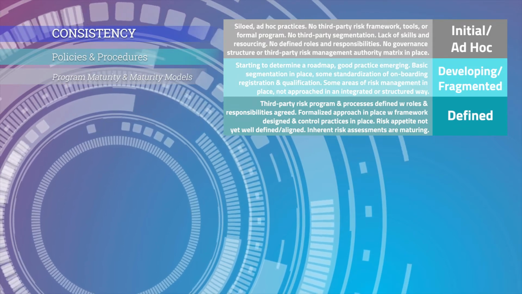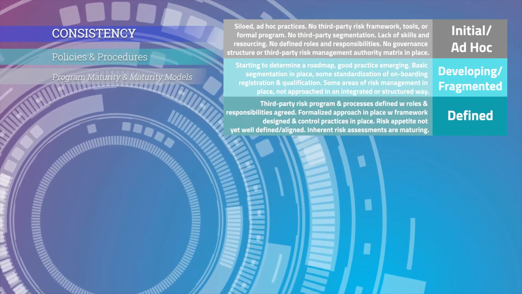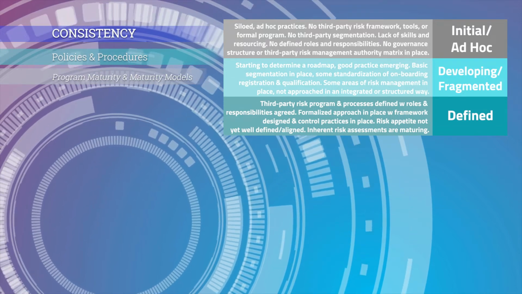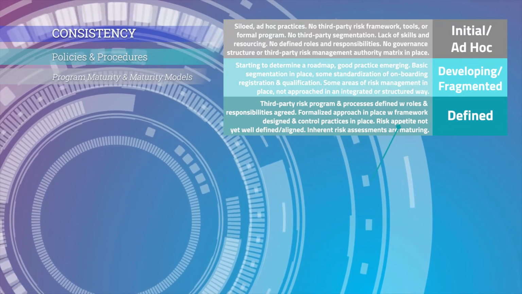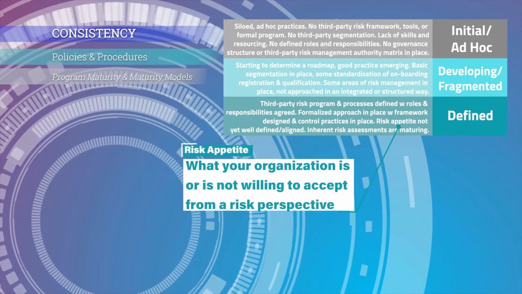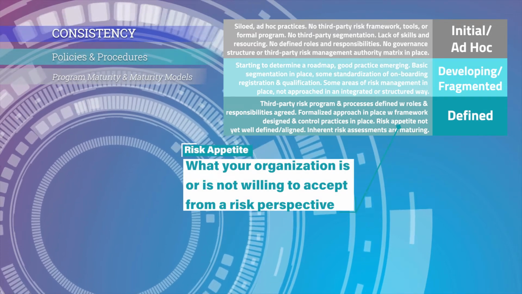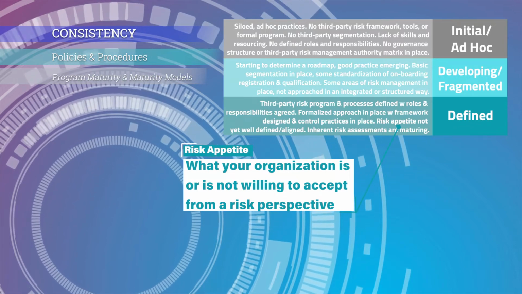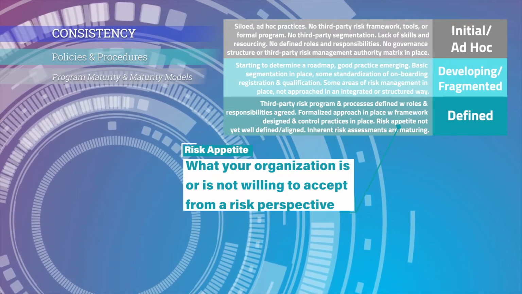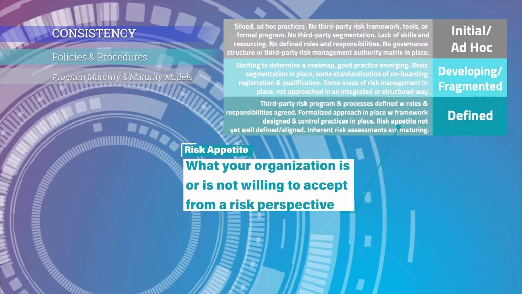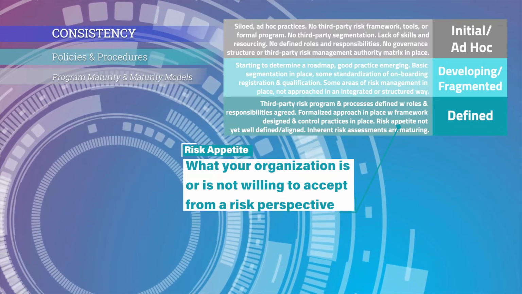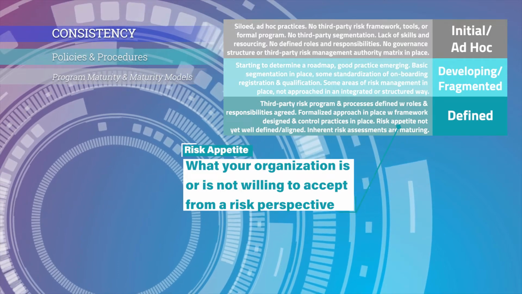Your risk appetite is not well defined or aligned with your assessment process, but you are running third parties through an inherent risk questionnaire. Risk appetite is what your organization is or is not willing to accept from a risk perspective. Determining your organization's risk appetite is the number one thing you should be doing before you implement a program, as it will drive your program's risk rate methodology and ensure it is in line with enterprise risk parameters.